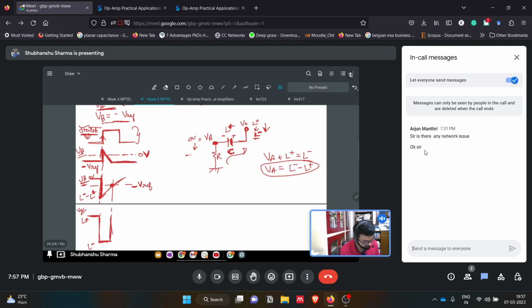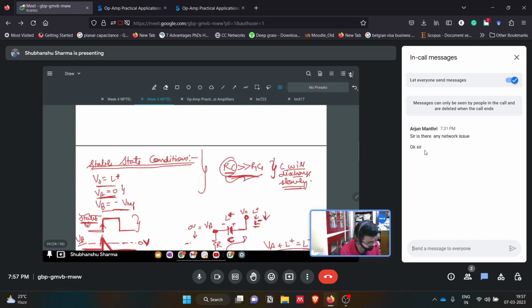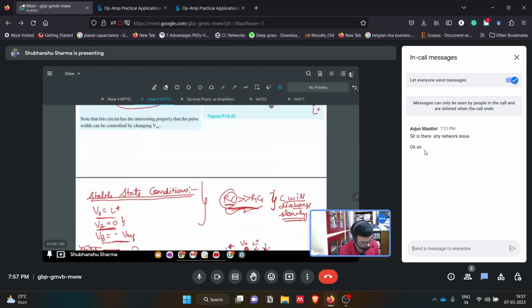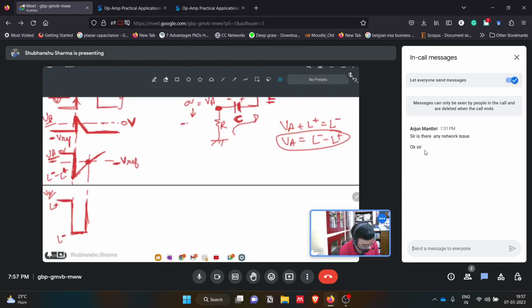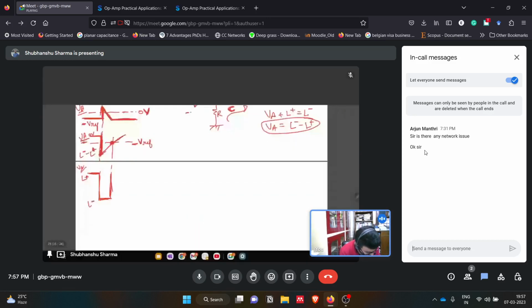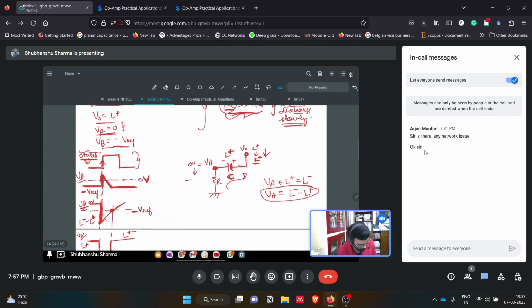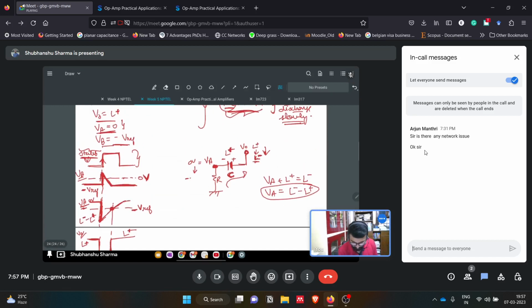Once it reaches this, the output of the op amp will switch its position from L minus to L plus, because VA is becoming greater than minus Vref. So it will again switch to the high position. So this will again become L plus. These are the waveforms, and this will again look like this.